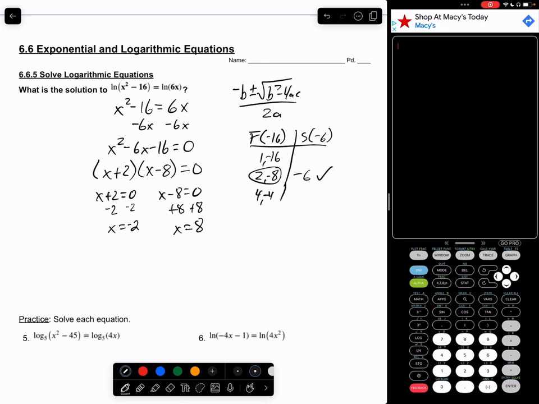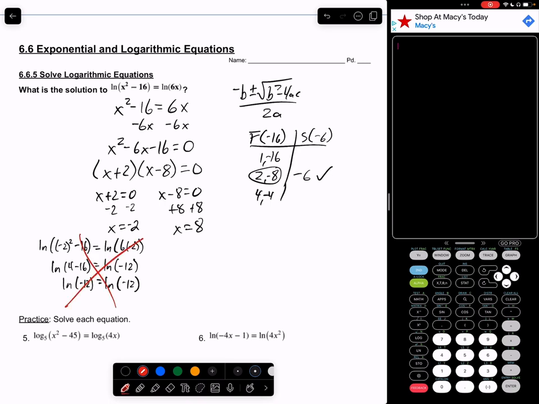So I need to go up to the original problem, and I'm going to do the natural log of negative 2 squared minus 16, equals the natural log of 6 times negative 2. Well, negative 2 squared would be 4. And I get 4 minus 16, and 6 times negative 2 would be negative 12, and we get the natural log of negative 12, which looks like it checks out because the left and right sides are the same.